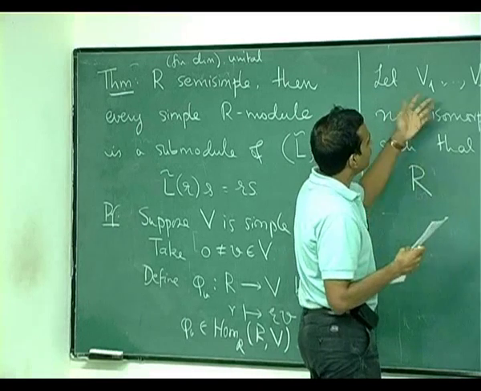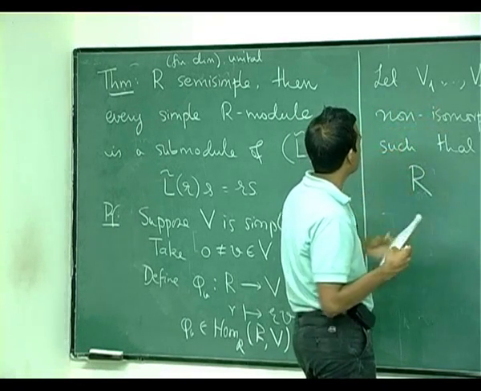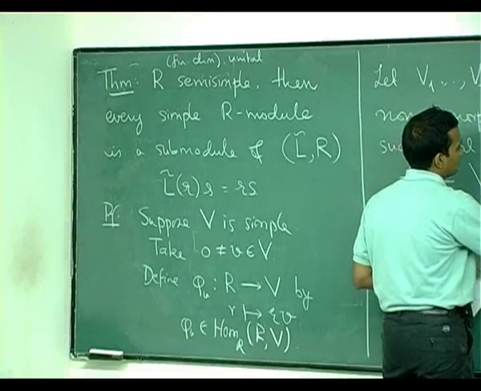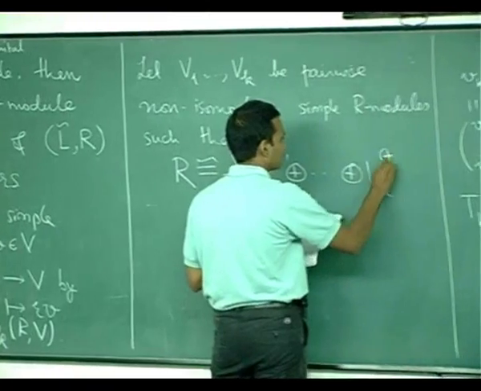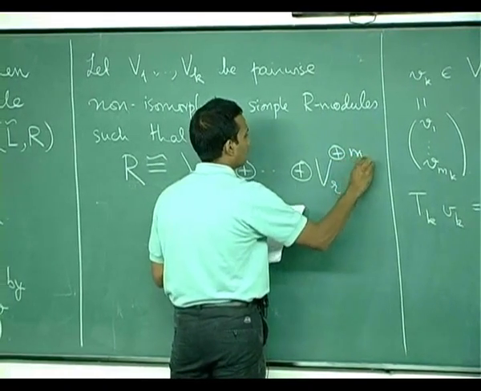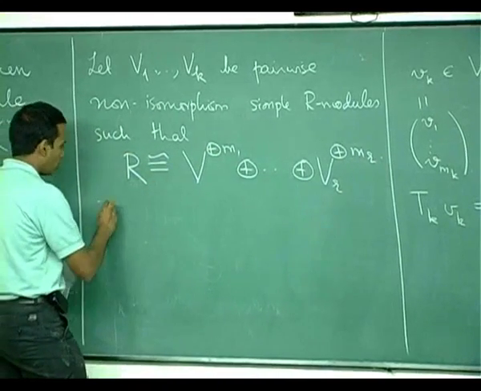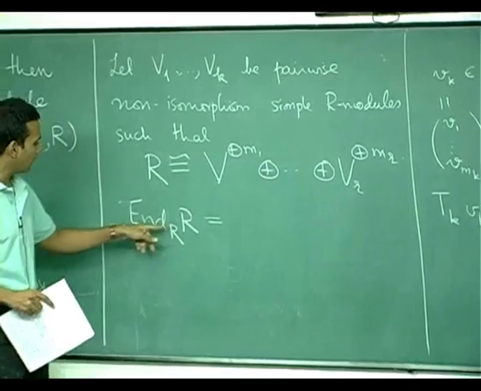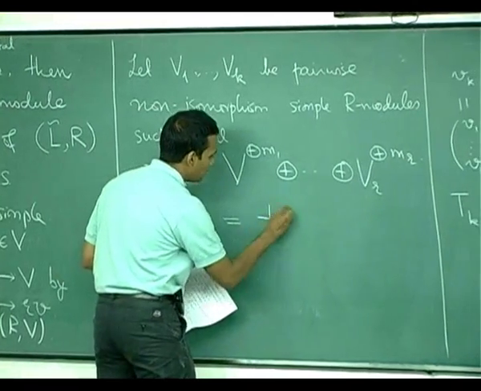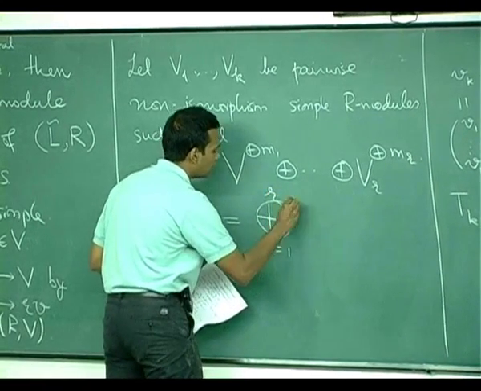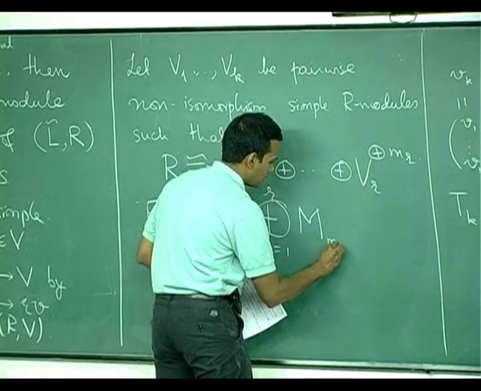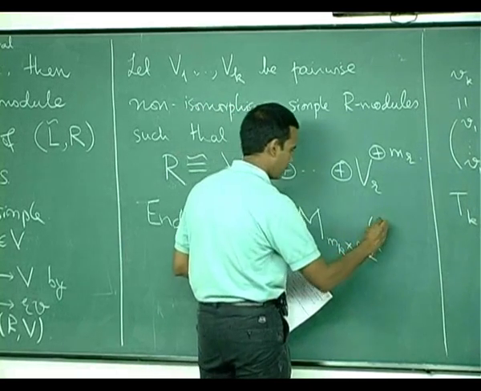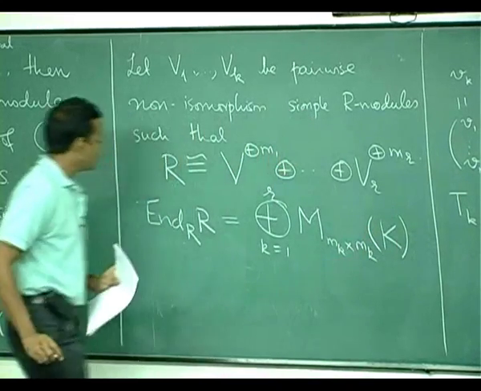in many problems. So suppose we can find pairwise non-isomorphic simple R modules such that we have this isomorphism of the left regular R module. By what I just discussed, this End R, the endomorphism algebra of the left regular R module, is going to be the summation k goes from 1 to r, a sum of matrix algebras m_k by m_k. What does this tell us about R itself?